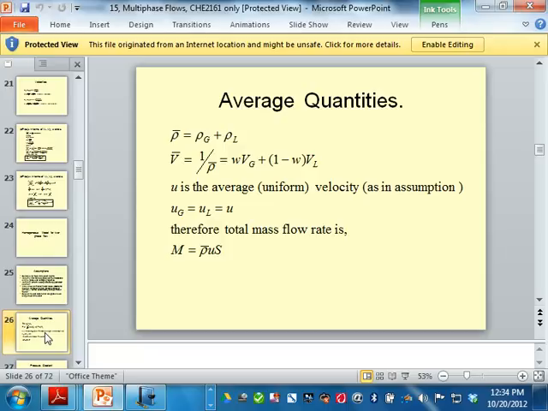Therefore, the total mass flow rate is rho bar times U times A, where U is the velocity. So rho bar is the average density. I think the one up there is wrong. Use the second equation. This one is the average velocity and area.